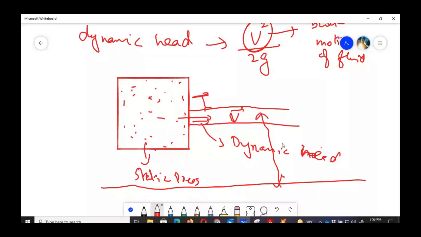Does it give you an answer about the three heads we usually use in fluid mechanics? Yes, sir. Okay, that's fine.